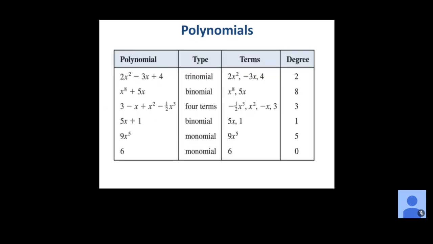So here's some examples of polynomials. 2x squared minus 3x plus 4, that's what we would call a trinomial, right? Because in this case, tri means 3. And so we have 3 terms, the 2x squared, the negative 3x, and the positive 4 are each of the 3 terms for that one. And then again, when we look at degree, we look at that highest exponent. So that 2 right there is what gives us the degree of that polynomial.